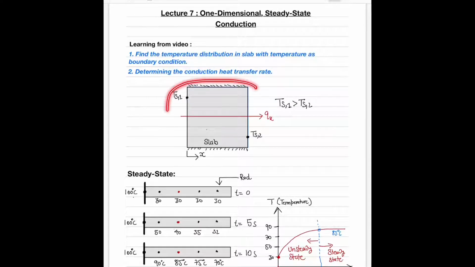As shown here, we have a slab with temperature Ts1 as a boundary condition on one side and Ts2 as a temperature boundary condition on its other side, where Ts1 is greater than Ts2. That means the temperature at this node is greater than the temperature at this node, and heat will be flowing in this direction because this temperature is higher than this temperature. So let's first understand what we mean by steady state.